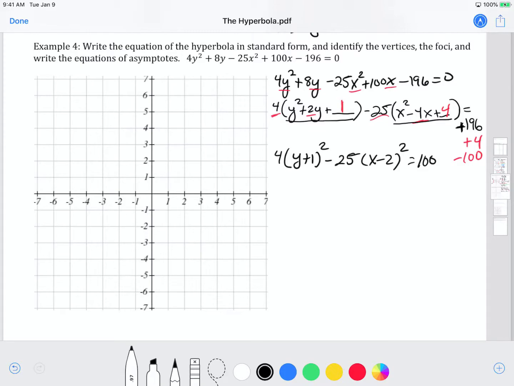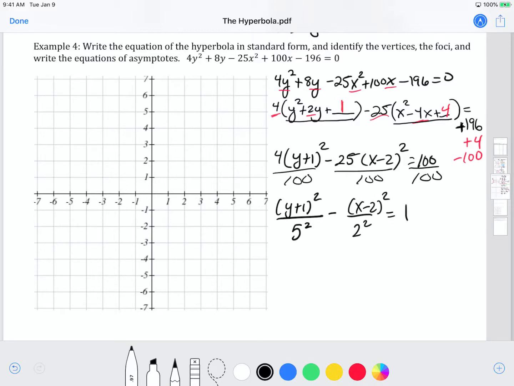So the last step is to divide everything by 100 and make the denominator something squared. So I need to divide everything by 100. So that gives me 4 over 100. If I reduce that, that's 1 over 25, and I can write 25 as 5 squared. 25 over 100 can be written as 1/4, and 4 can be written as 2 squared. And then on the right-hand side, of course, 100 divided by 100 is 1.